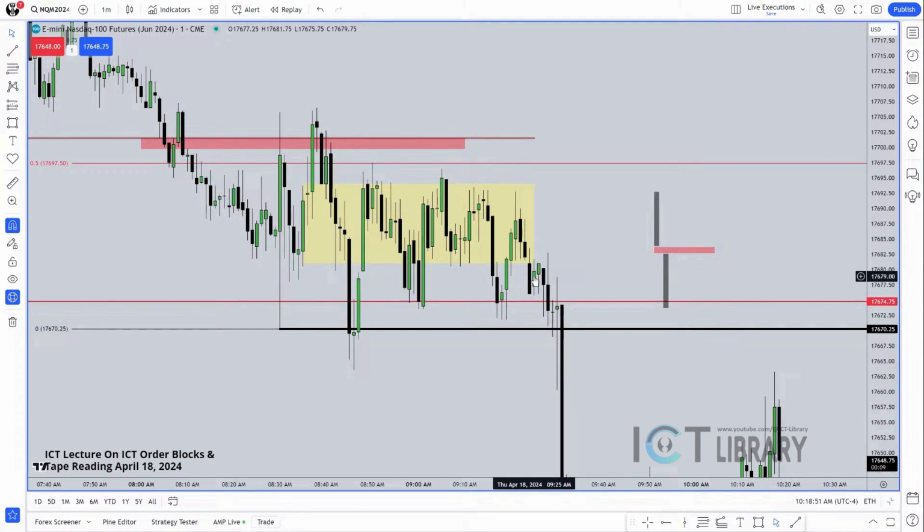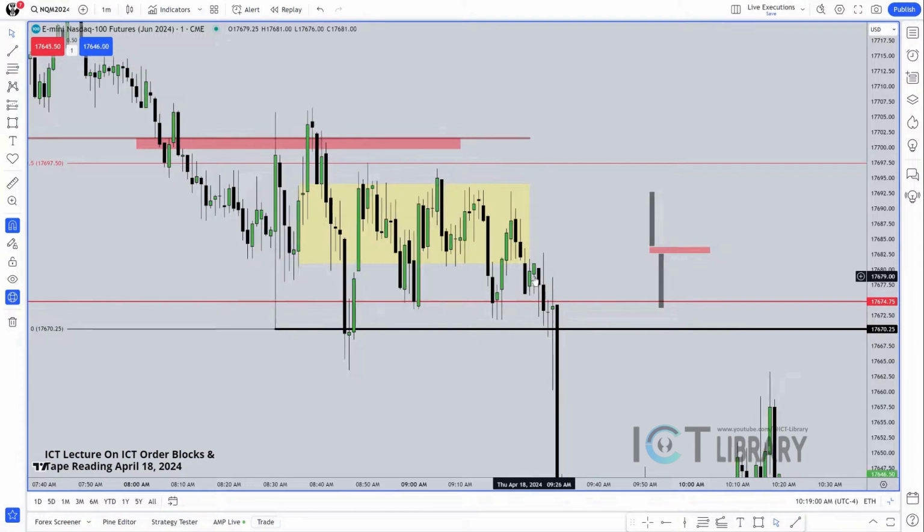Where I teach the PD array matrix, and I show you where all the PD arrays exist and how they nest together and what order they form, you do not see me introduce the volume imbalance in there. Why? Because the volume imbalance can appear and form anywhere in the spectrum of your dealing range.